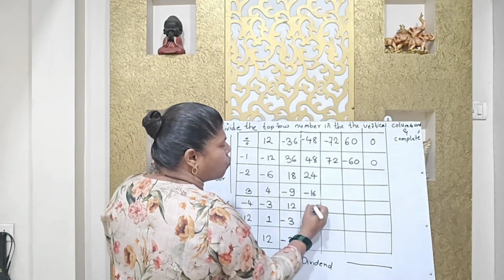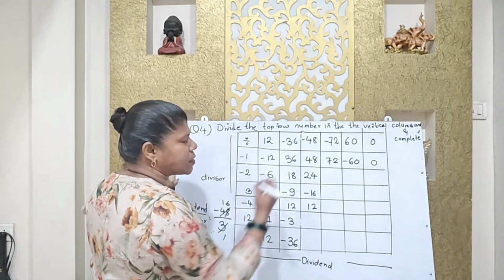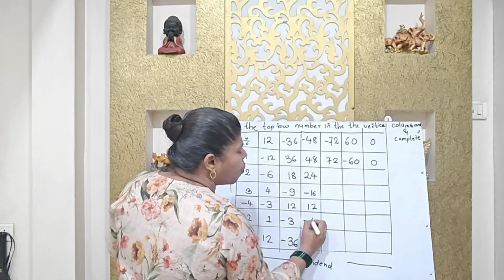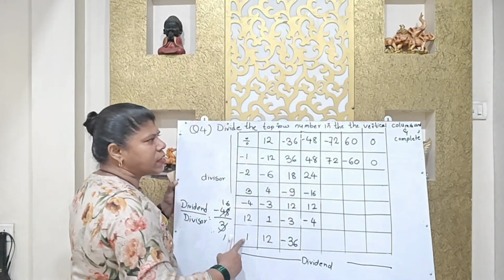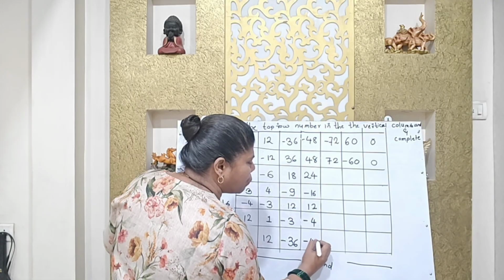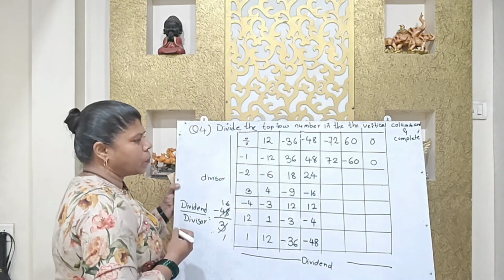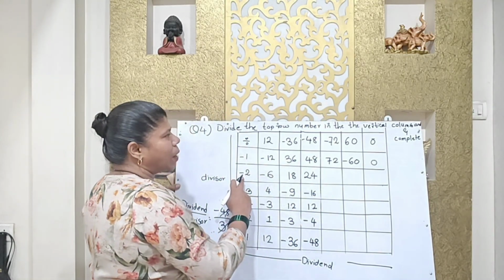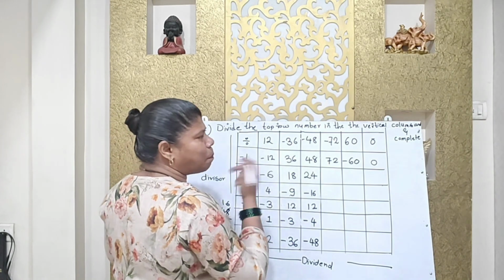4 1s are 4, 4 2s are 8. In the table of 12, 48 comes, 4 12s are 48. And we will divide by 1, the answer will be that number only. So minus 48. Okay. Now, again, minus 2, minus, minus, minus, plus.